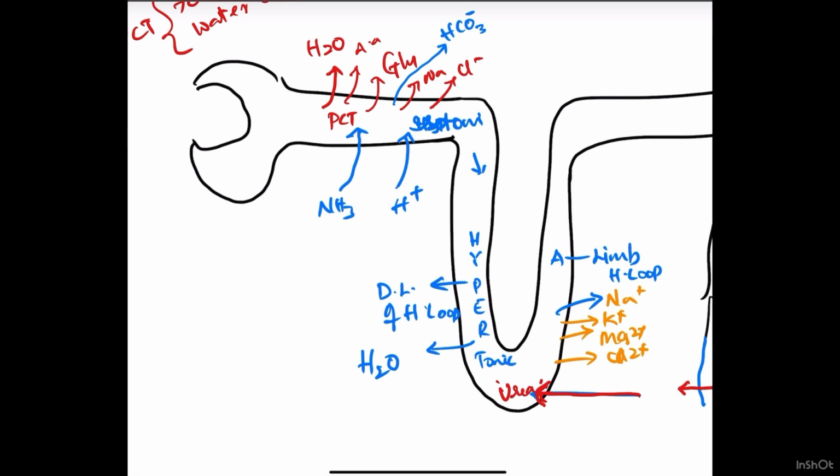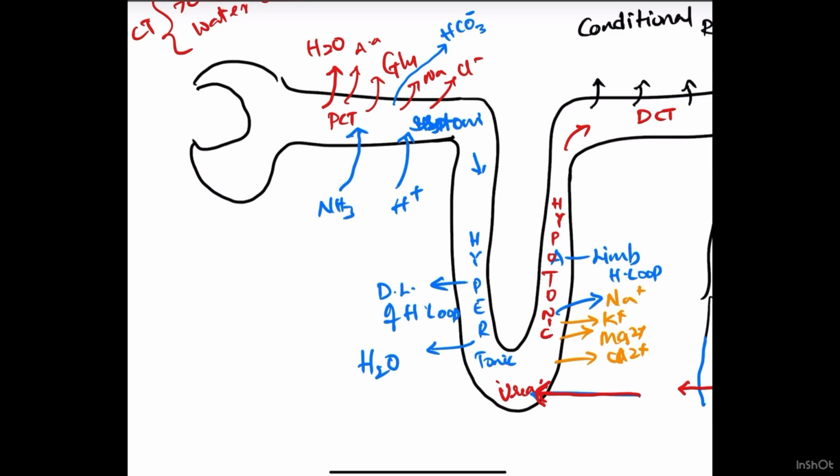Next we go to the DCT. Now the filtrate becomes hypotonic. Next it enters into the DCT. In the DCT, the reabsorption depends on hormones only. Hence you can consider this as conditional reabsorption.